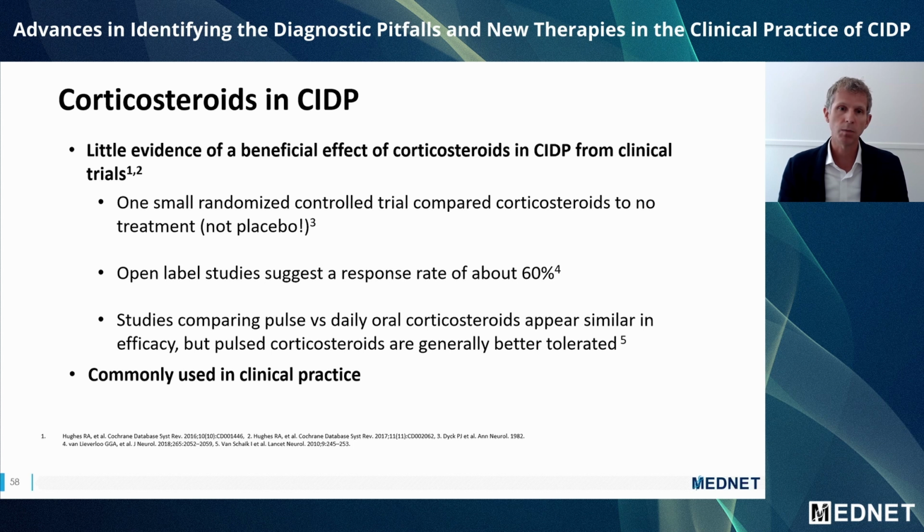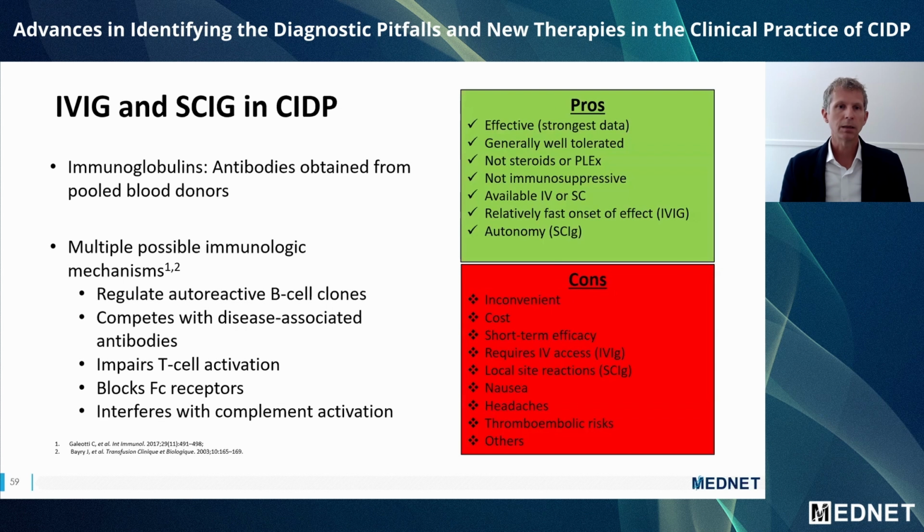Now, since then, there have been many open-label studies, and if you combine all those studies together, the response rate to corticosteroids in CIDP seems to be about 60%. We've also got some other steroid studies that are not compared to placebo, but do things like compare pulse steroids versus daily oral steroids, or pulse steroids versus IVIG. What those studies suggested was that pulse steroids may be a little bit better tolerated, but both protocols seem to be effective and generate similar efficacy results. And consequently, corticosteroids are importantly used in clinical practice.